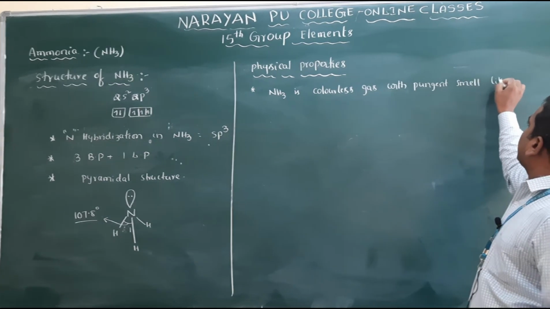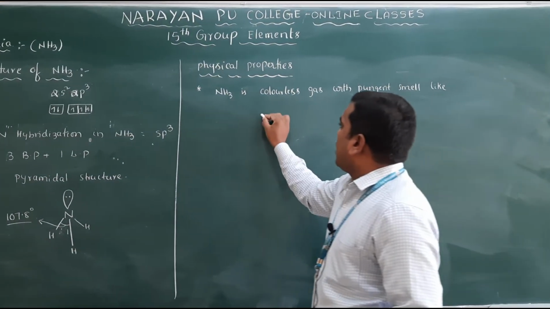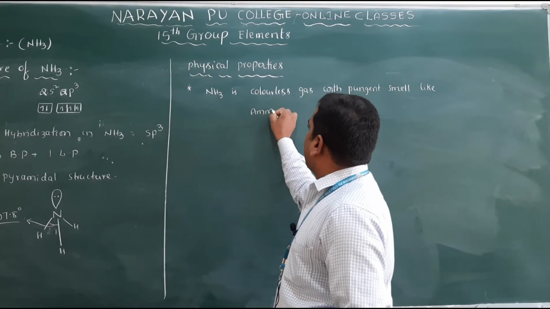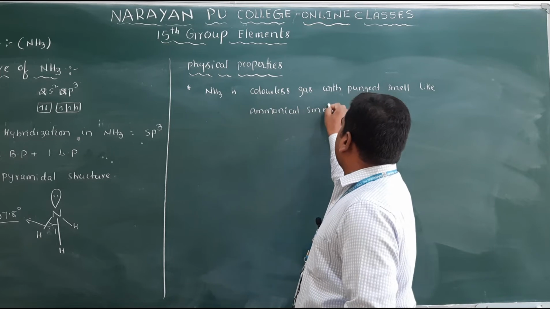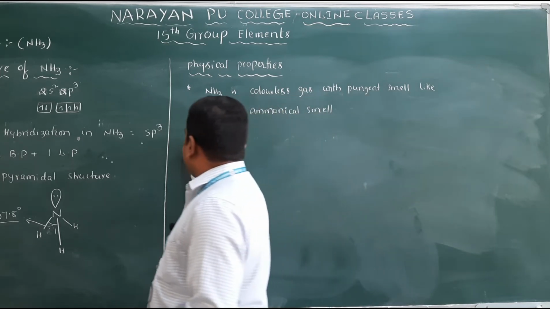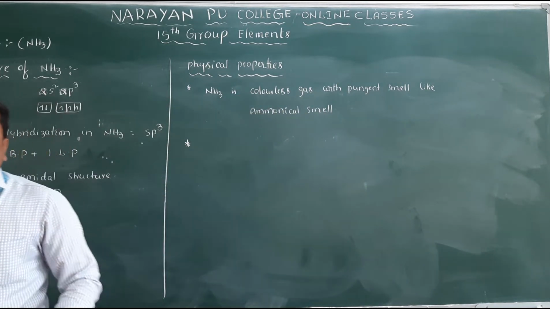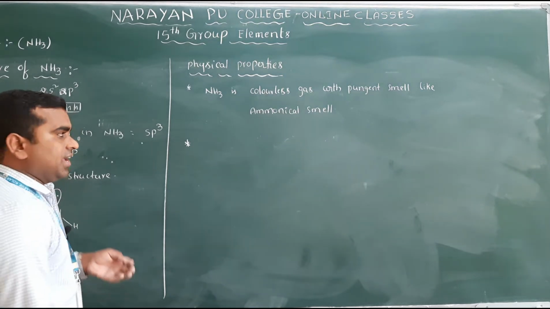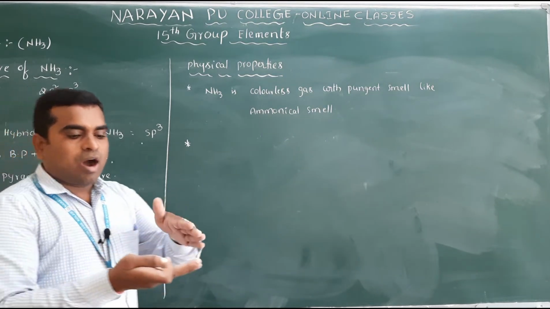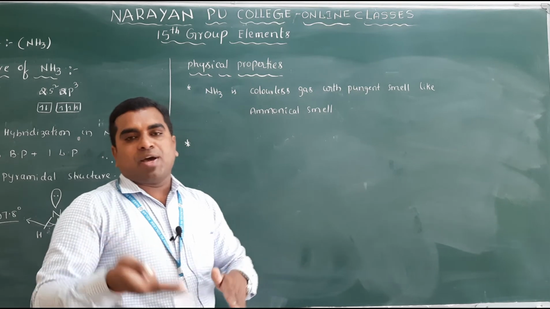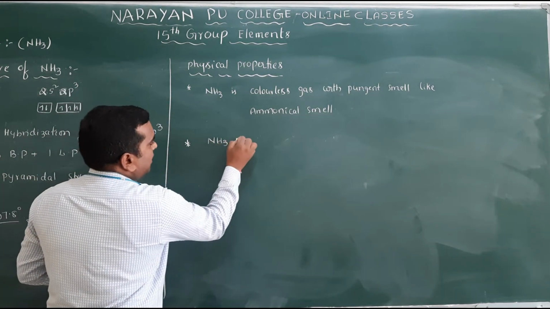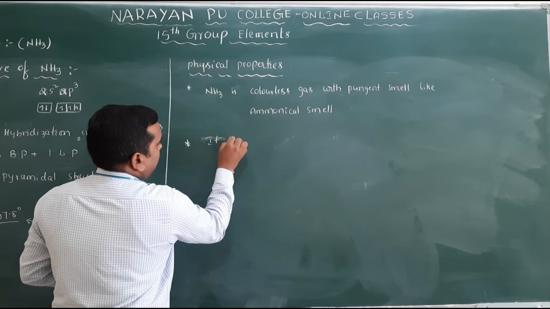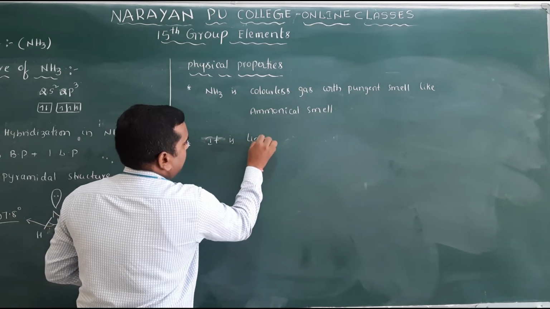Which smell? It is a pungent smell, like an ammoniacal smell. Clear? This is the first point. And the second point: ammonia is lighter than air. Ammonia is lighter in weight compared to the air. So that is the second point, it is lighter than air.